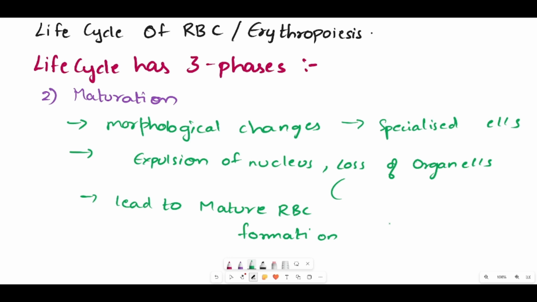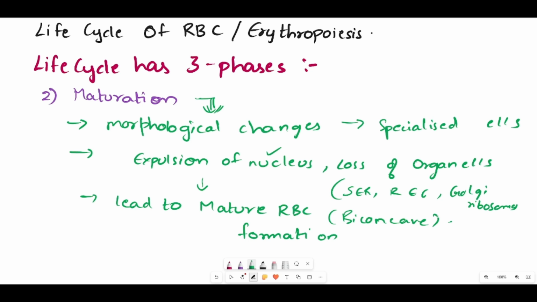Coming to the second phase, which is maturation. In the maturation phase, it will be undergoing certain morphological changes where it produces specialized cells which are highly functional. This process mainly includes the expulsion of the nucleus and loss of cell organelles like rough endoplasmic reticulum, smooth endoplasmic reticulum, Golgi apparatus, ribosomes, everything will be getting lost. Finally, it leads to the formation of mature RBC. Once the RBC gets matured, it will have a biconcave shape.